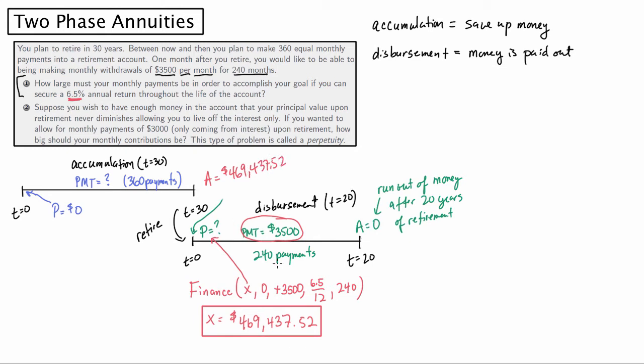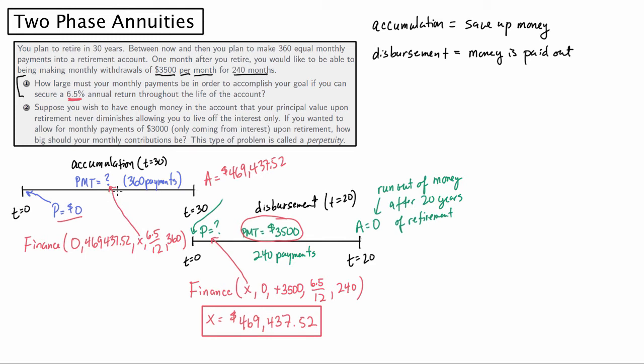Okay, so let's talk about the finance command for the accumulation phase. The pieces that I would put in here: I have a starting value or principal value of 0. I have a future value of $469,437.52. I have a payment size that's unknown. That's what we're going to want to solve for. I have an interest rate per period of 6.5 divided by 12 again. And I'm going to do this for 360 total payments. And so once I find the payment, I'll know how much to invest each month to make this work.